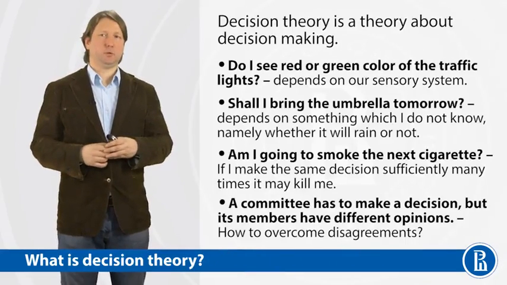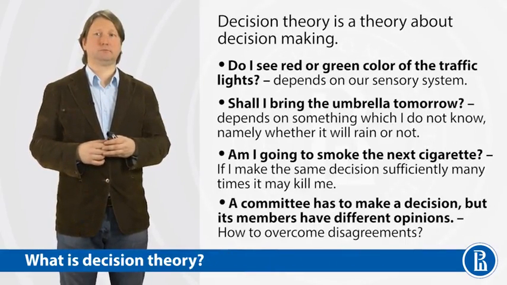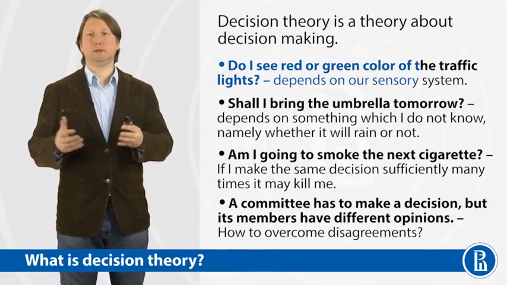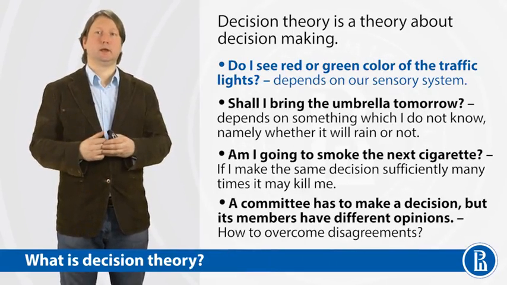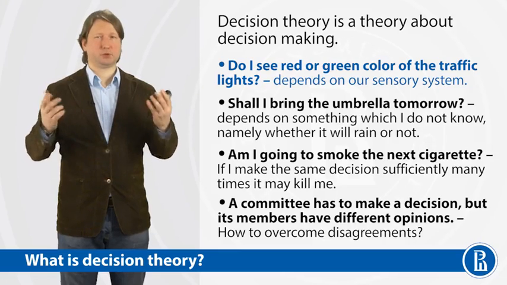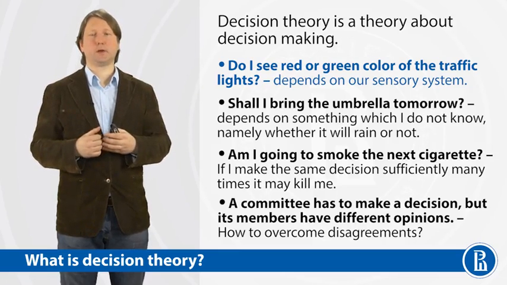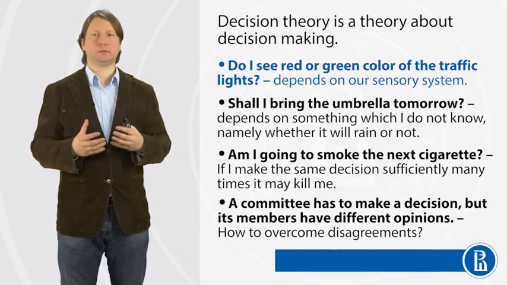So neuroeconomics combines economics, psychology, neuroscience together to build a joint theory or general theory of decision making. And this field focuses on decision making. So this is decision theory. So what kind of decisions do we make day by day? For example, do I see red or green traffic light? These are perceptual decisions. It very much depends on our perceptual system.